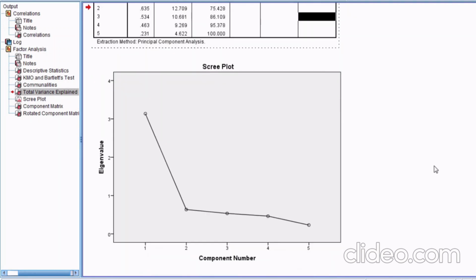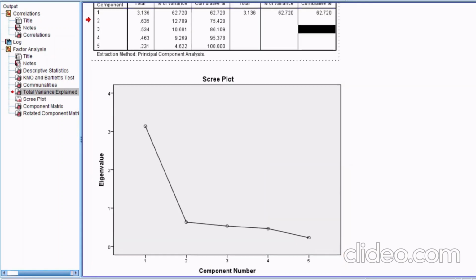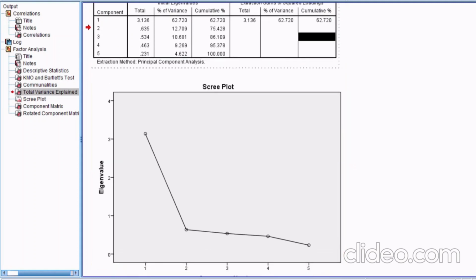And the reason why that's good to know is that if you divide the eigenvalue for our retained component, 3.136 over 5, you'll get exactly 0.6272, or 62.72% when converted to percentage, so the percent is accounted for. Okay, so in summary, our eigenvalue greater than one rule indicated that one component should be retained.